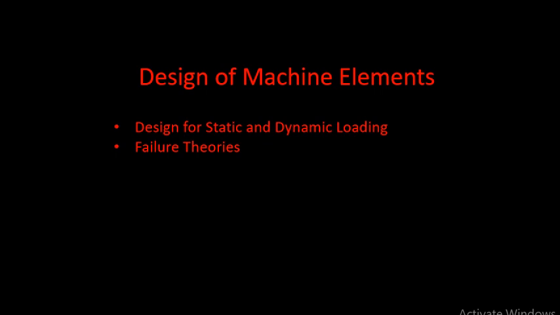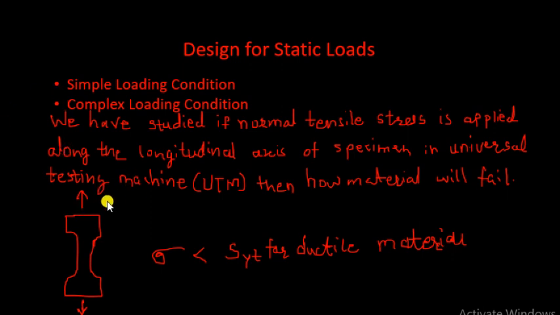You know that when simple normal stresses are applied on a machine element, it will fail in a certain way. By using the universal testing machine we can find the induced stresses, and by comparing with the SYT, that is the yield strength of a ductile material, we will establish a relation between the SYT and the stress sigma inside the material, which will be helpful for designing machine components under simple loading condition. Let us say uniaxial loading condition, shown here in this specimen which we use in the universal testing machine.